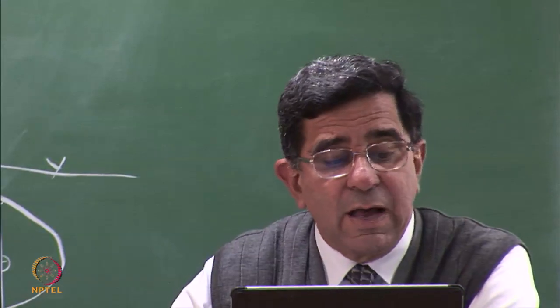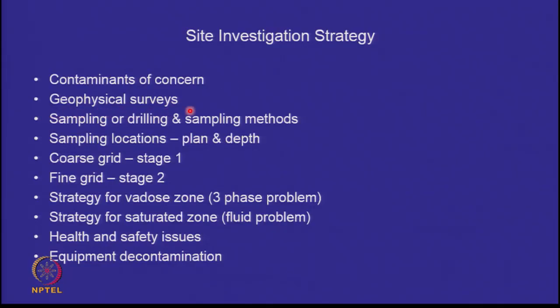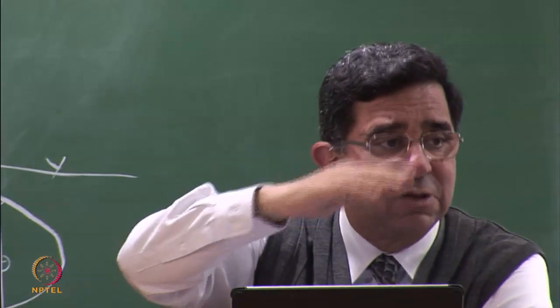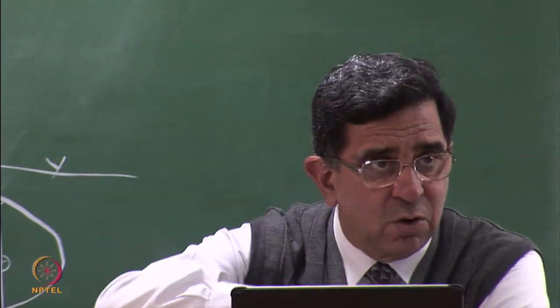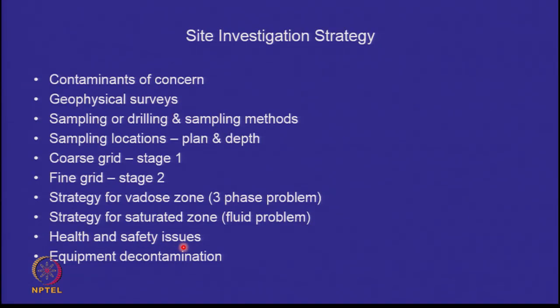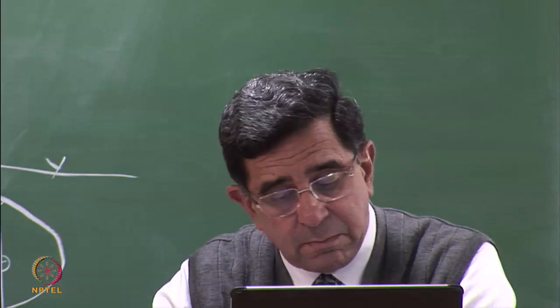So contaminant of concern, do some geophysical surveys, then you have to do sampling or drilling and sampling, both in plan and depth, coarse grid stage 1, fine grid stage 2. You can have a strategy for the vadose zone and a strategy for the saturated zone. Normally you attack the saturated zone first. If it is not contaminated, then you are very happy that the contaminants are still in the vadose zone, they have not reached below. Then of course there are very stringent manuals on health and safety issues, especially if you are monitoring around a hazardous waste dump.